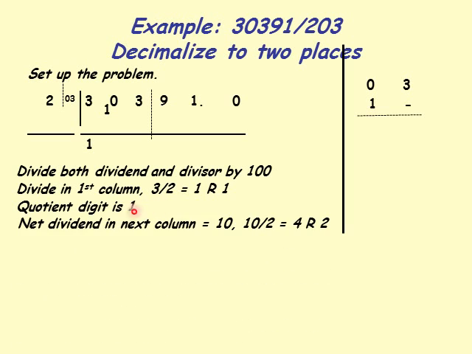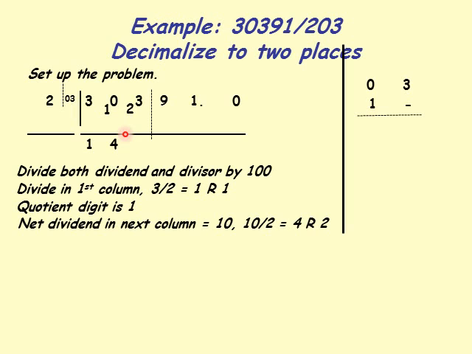Okay, so the next net dividend in the next column is 10, and this is 0 times 1 is 0, 10 minus 0 is 10, and then this is 10 here. We divide by 2, and I use an alternate remainder: 4, remainder 2. You can try using 5, remainder 0 if you feel like it, but I use 4, remainder 2.